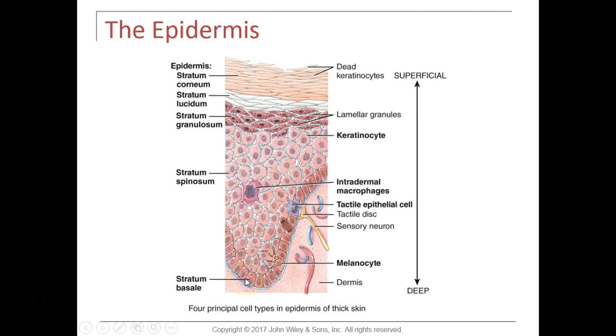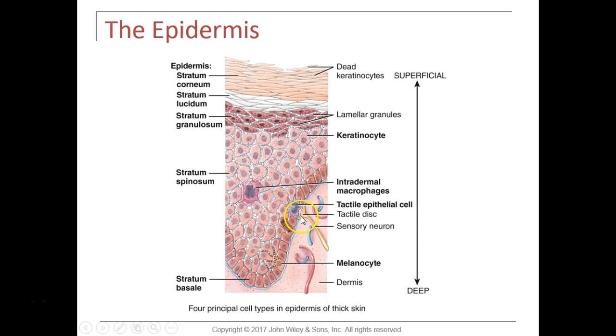So this migration goes from the very bottom layers up into the more superficial layers until they get to the very top of the stratum corneum, and then they slough off, exfoliate off. That journey takes about 4 weeks on average. So we're constantly losing cells every day from the very surface of our skin. They're all dead. Ultimately, they arose from the very bottom layer, the stratum basale.